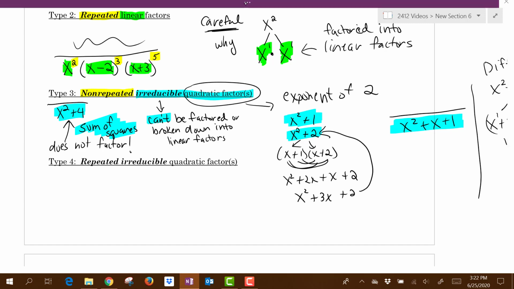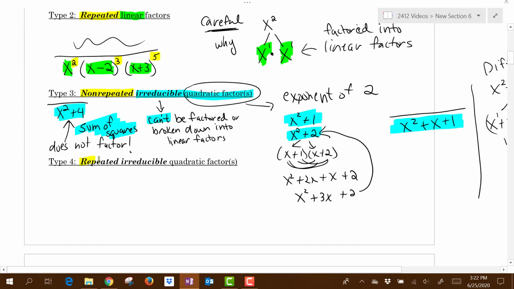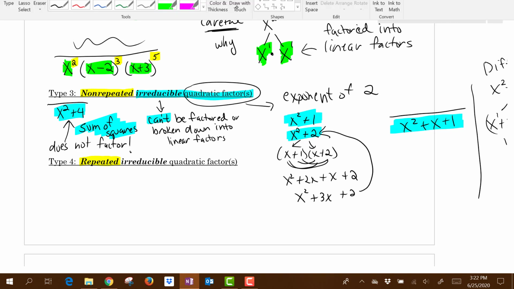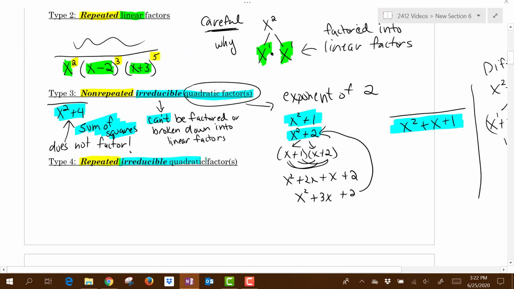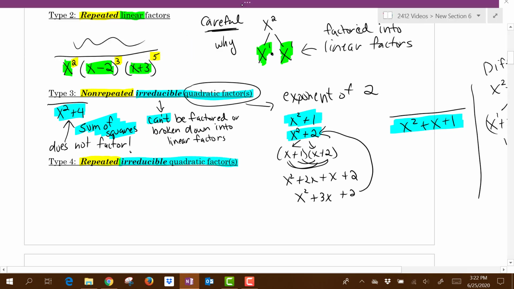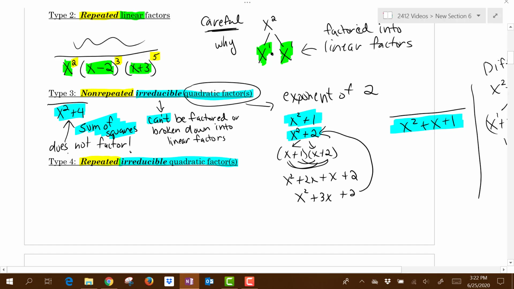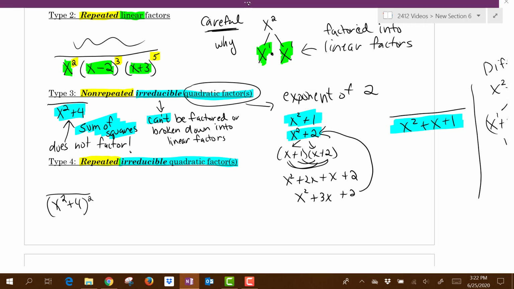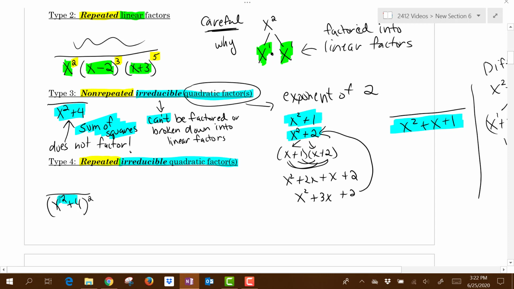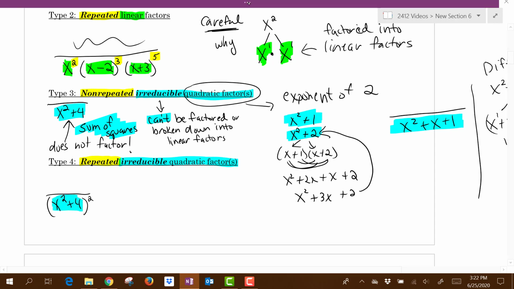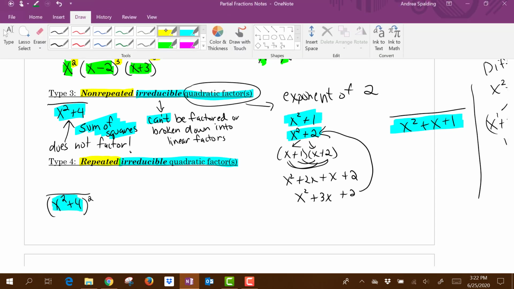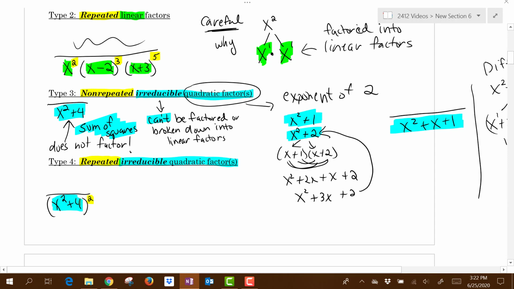What's a repeated irreducible quadratic factor? Let's talk about that. Repeated means it's there more than once. Irreducible quadratic factors means you cannot break it down. So that would mean take the irreducible quadratics that we have above, put parentheses around them, and put them there more than once. So x squared plus 4 we said is an irreducible quadratic, and it is there more than once, so it's there twice. So it's a repeated irreducible quadratic.